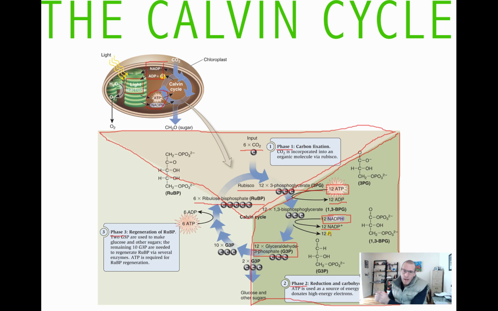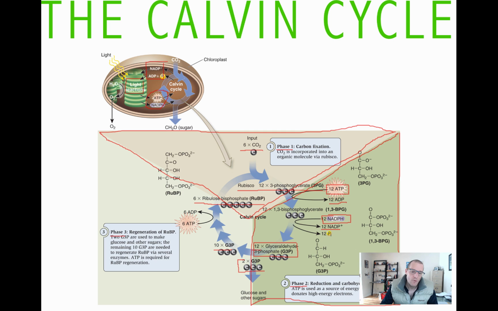So 2 get pulled out of the cycle. So that's 2 G3Ps, 3 carbons each, 6 carbons get pulled out. So we're back down to 10 G3Ps going into the next stage. Okay, before we get to the next stage, let's look at these G3Ps which get pulled out.